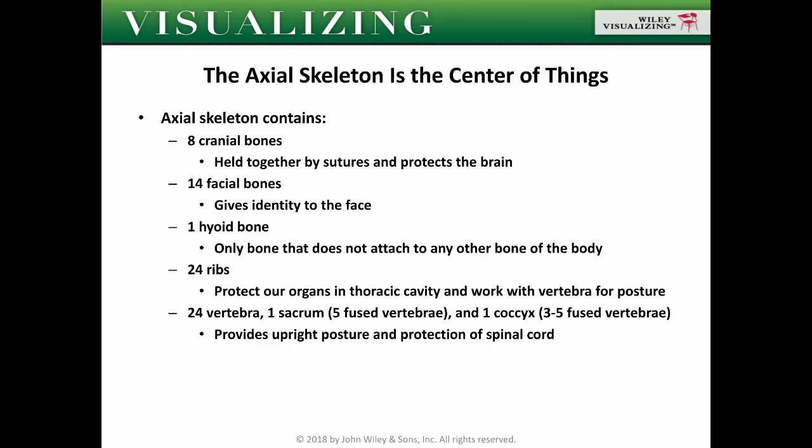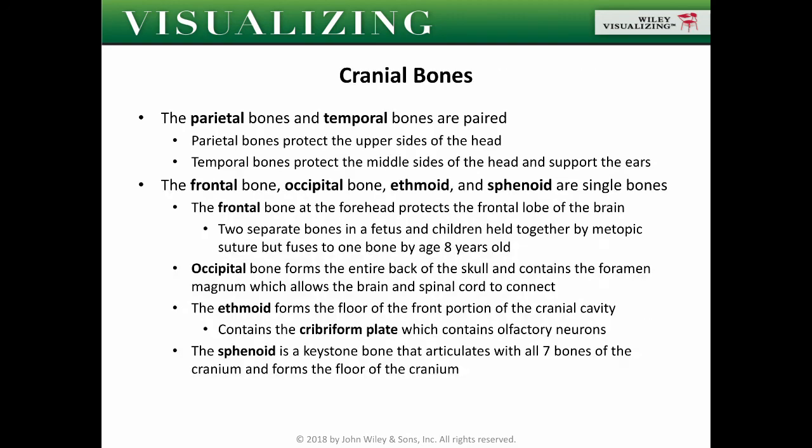And then we have the sacrum, which is made up of the 5 fused vertebral bones, and the coccyx, which is around 3 to 5 of the fused vertebral bones. So the vertebral column provides the upright posture and protection of the spinal cord.